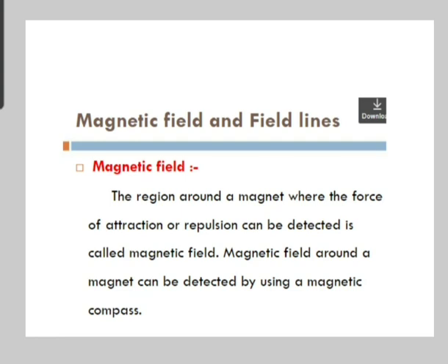A magnetic field around a magnet can be detected by using a magnetic compass.